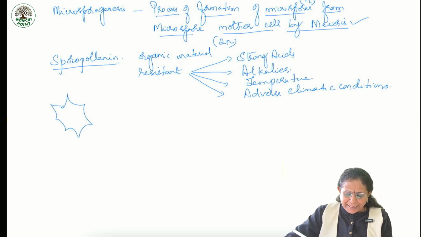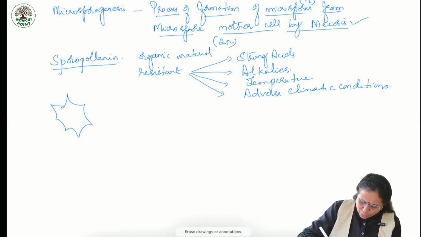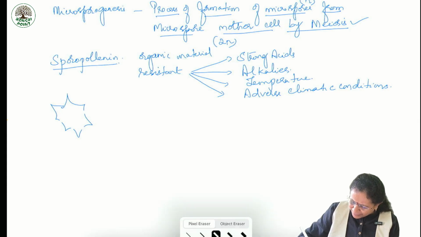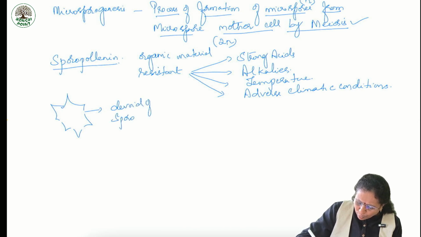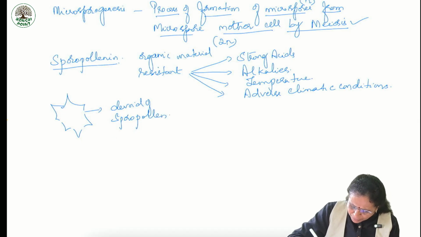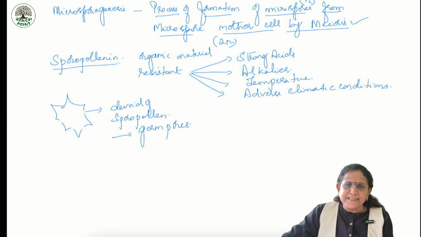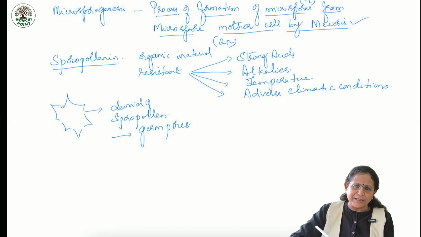Throughout it is present, except, I will just erase and show you, except leaving small openings here and there. That means these are the regions which are devoid of sporopollenin. What are these called? These are called germ pores. What are the regions on the exine devoid of sporopollenin called? They are called germ pores. The name itself says it helps in the germination of the pollen grain.